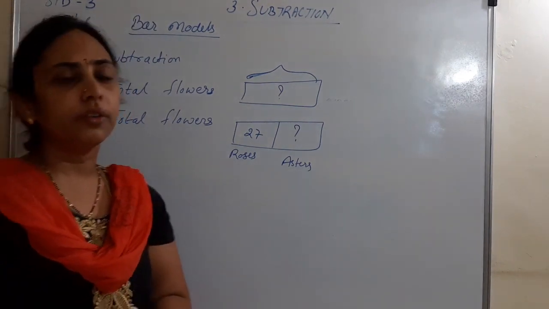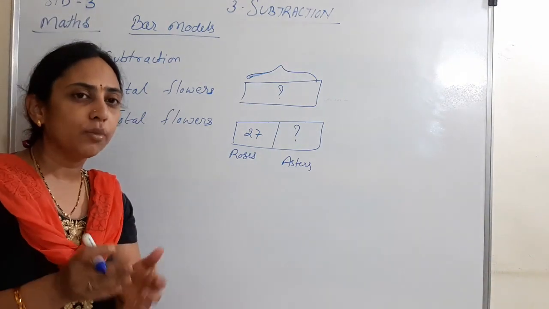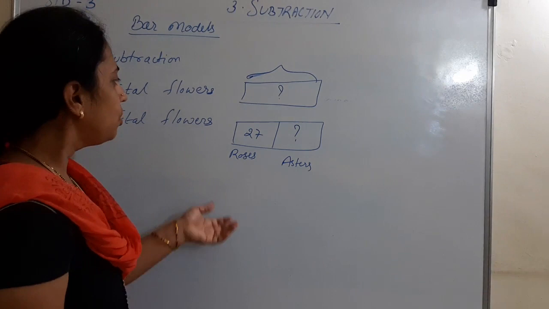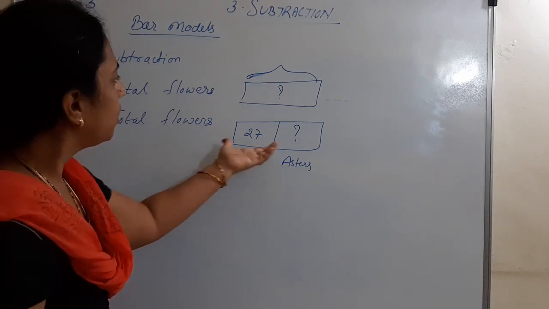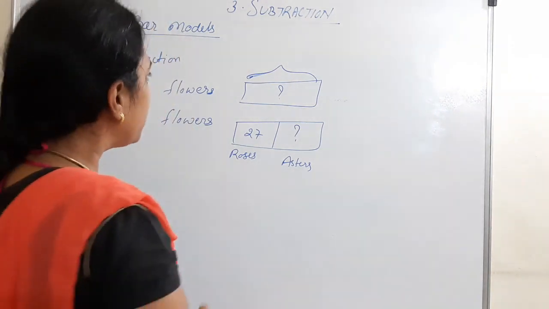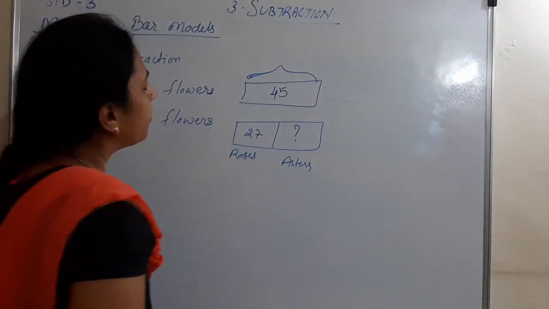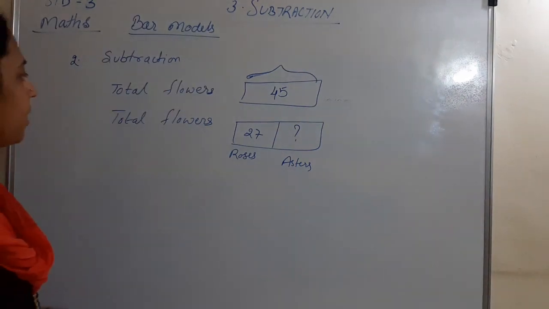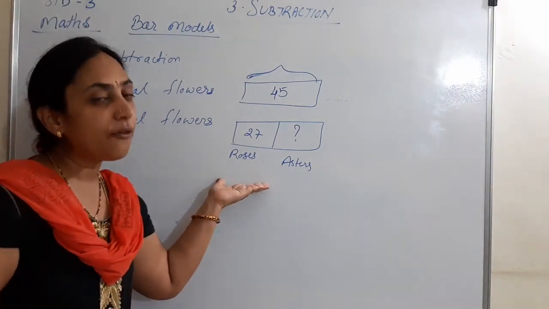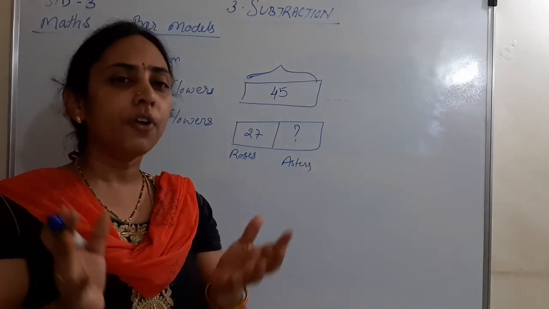In example 1, it is given there is a flower bouquet in which there are some roses and some asters. Now we don't know how many roses there are. We know that the total number of flowers is 45. Out of that, 27 are roses. Now we have to find out how many asters are there in the flower bouquet.